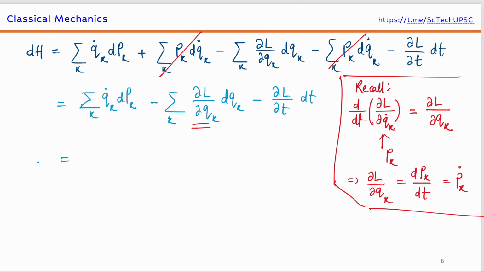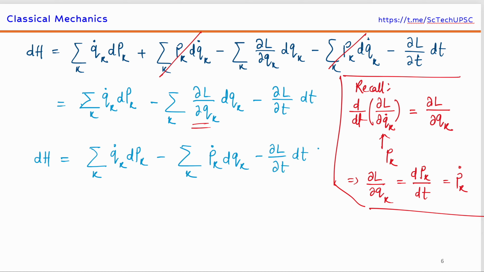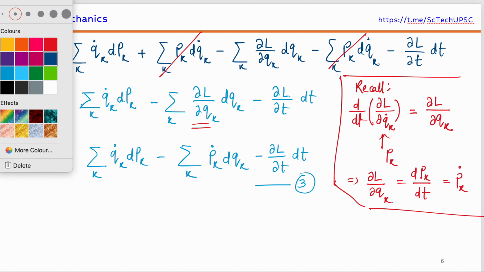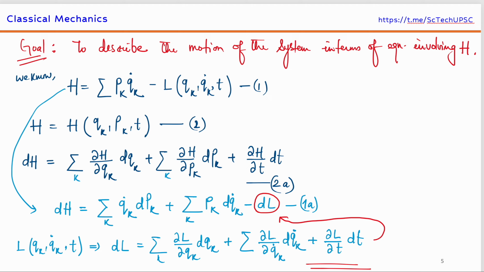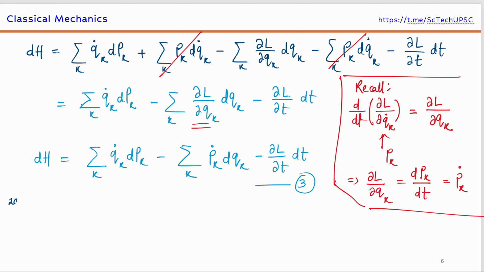these things. Okay, so dH looks like this: summation over k of qk dot dpk minus summation over k of pk dot dqk minus del L over del t into dt. Okay, let's just put this equation number 3. Okay, so this equation number 3 has to be compared with this equation number 2a. Okay, let me just write equation 2a here.